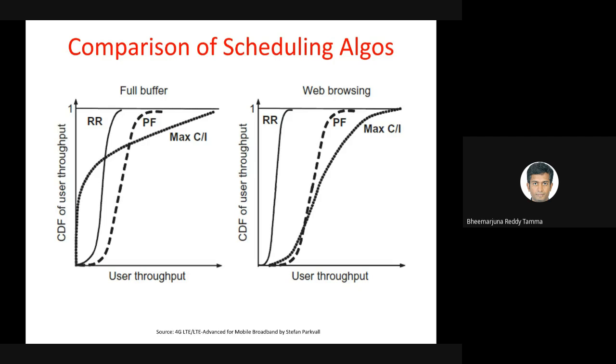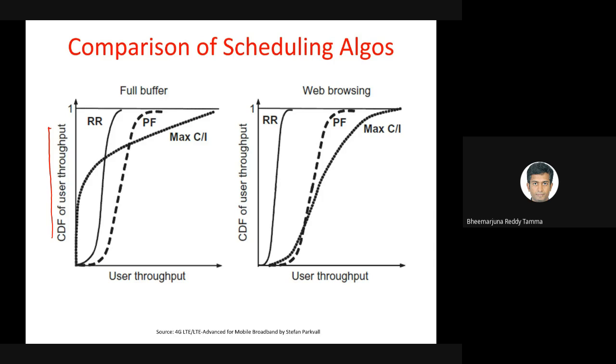So it is the CDF, that is a cumulative distribution function of the user throughput. That means if you have 100 users, at the end of the experiment, you take the throughput of all the 100 users and you plot the CDF of those 100 users. Then the plot will look something like this if you take the full buffer scenario.